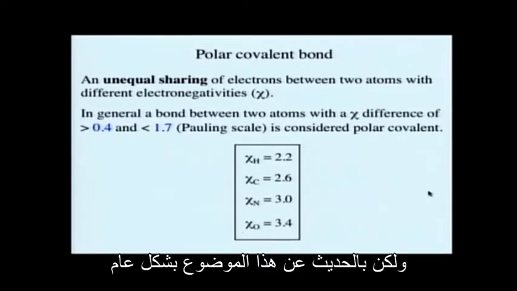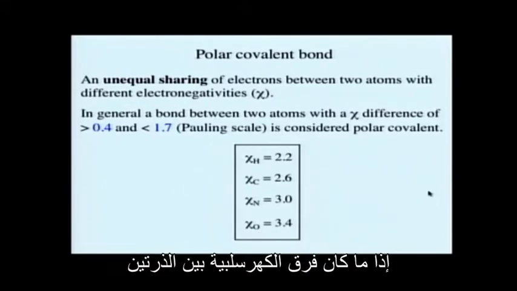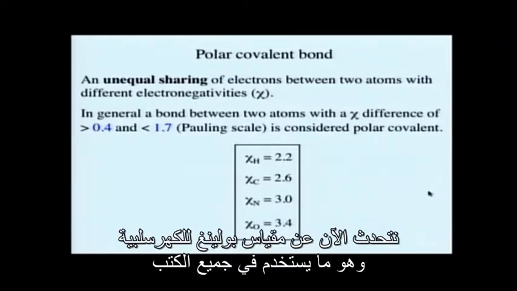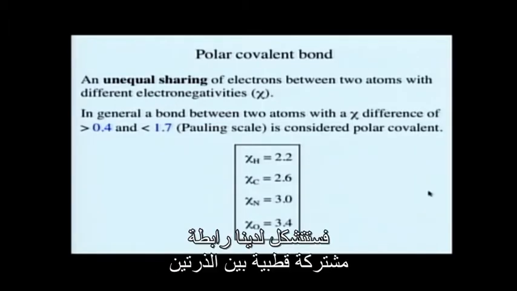But in terms of talking about things in general, and especially in thinking about problems for this course, what we're going to say is if you have an electronegativity or chi difference between the two atoms that is greater than 0.4 and less than 1.7, and we're talking about the Pauling electronegativity scale here, which is what's used throughout your book, if you have a difference in electronegativity anywhere in that range, we'll have what we call a polar covalent bond between those two atoms.